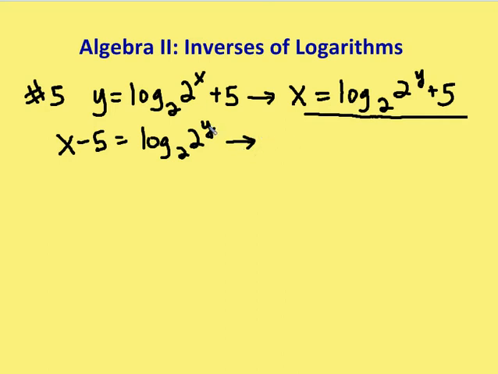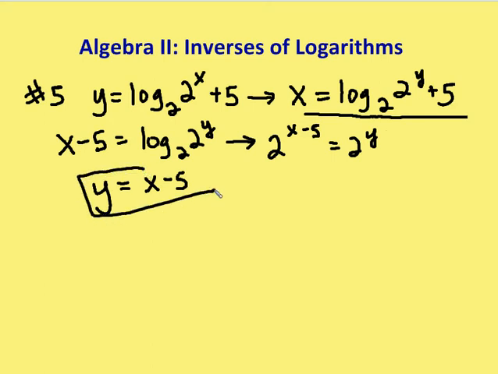Because we have y that still is an exponent, we have to use the other form, the exponential form, in order to solve. So if I were to write this in exponential form, it is now 2 to the x minus 5 is equal to 2 to the y. Now if 2 to the x minus 5 is equal to 2 to the y, then I know that y is going to be equal to x minus 5. And that is your answer for this problem.